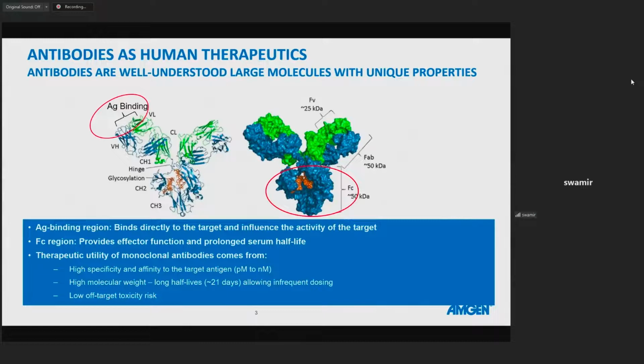Why are antibodies good therapeutics? We know the antibodies, through the antigen binding region, bind specifically to the target and neutralize it or enhance activity or whatever it is. And then they have a large half-life because of the Fc molecule present in the antibody. So they are all good therapeutics because of low off-target toxicity, high specificity and long half-life.